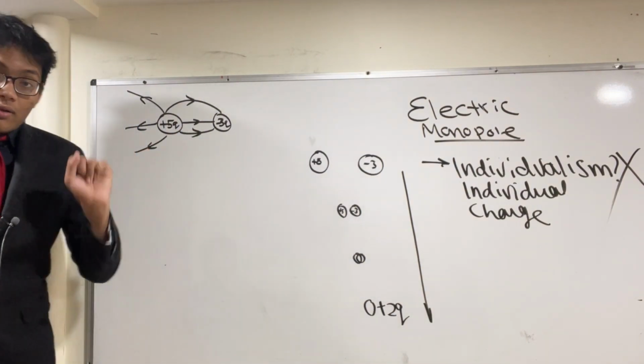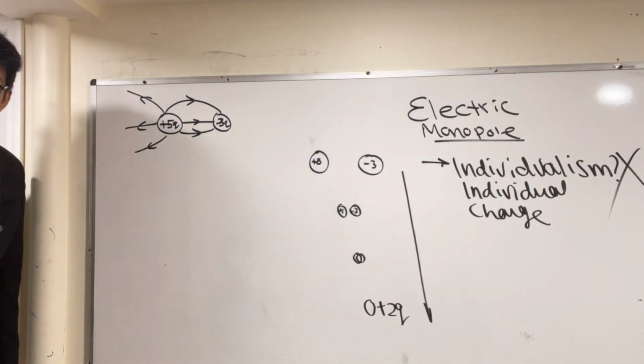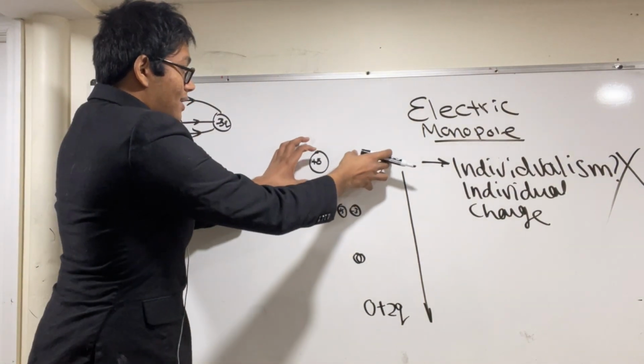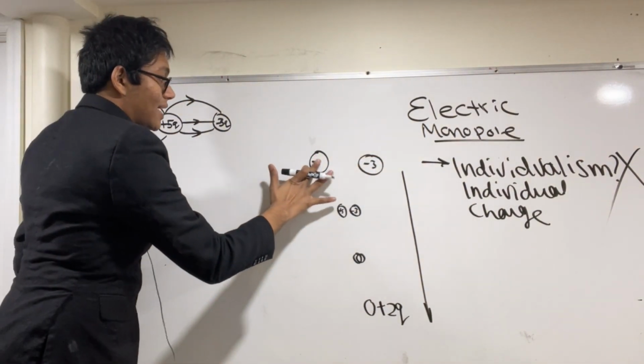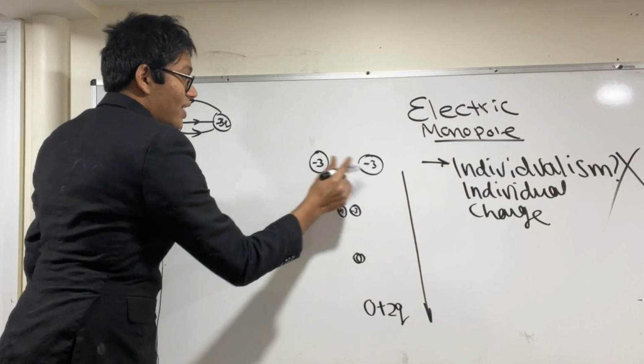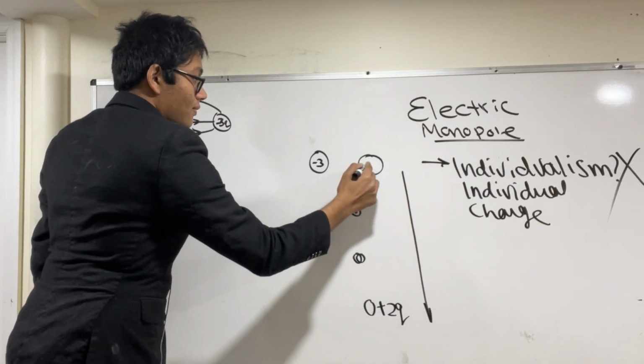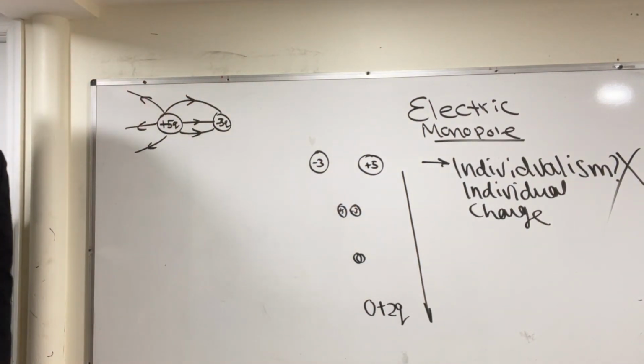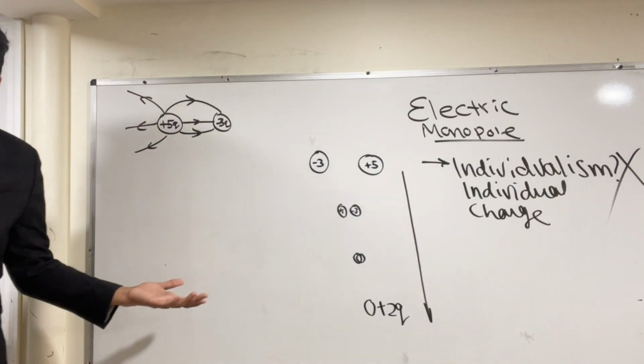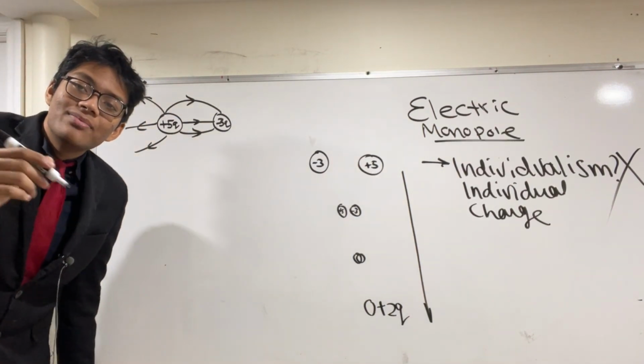But there's more. What if I did this? What if I switched them around? What if I put the -3 here and the +5 here? It would still look like +2 because addition is commutative, right? It would still look like +2 from far away, but there's a deeper reason.